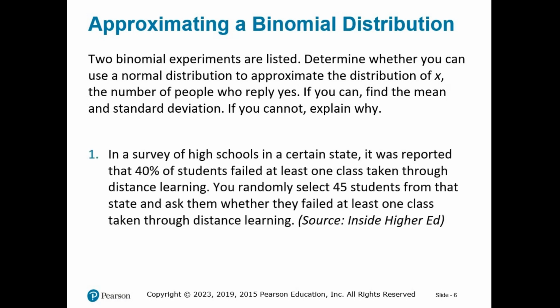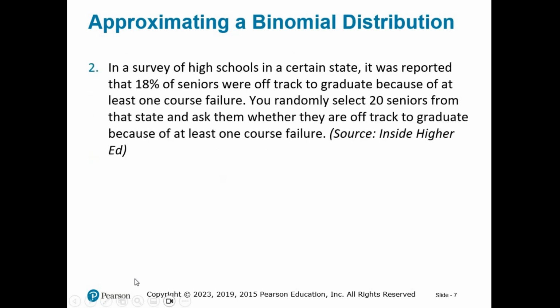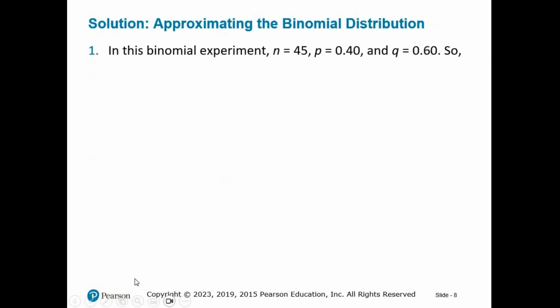In a survey of high schools in a certain state, it was reported that 40% of students failed at least one class taken through distance learning. You randomly select 45 students from that state and ask whether they failed at least one class through distance learning. Okay, we're going to skip over 2 for now. In this binomial experiment, n equals 45, p equals 0.4, and q equals 0.6.